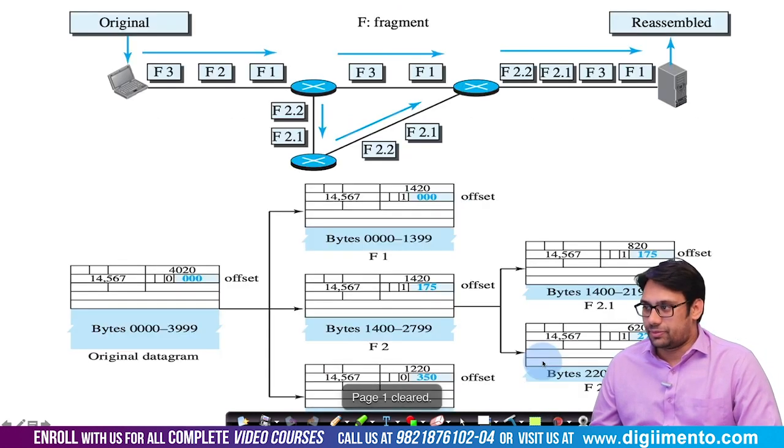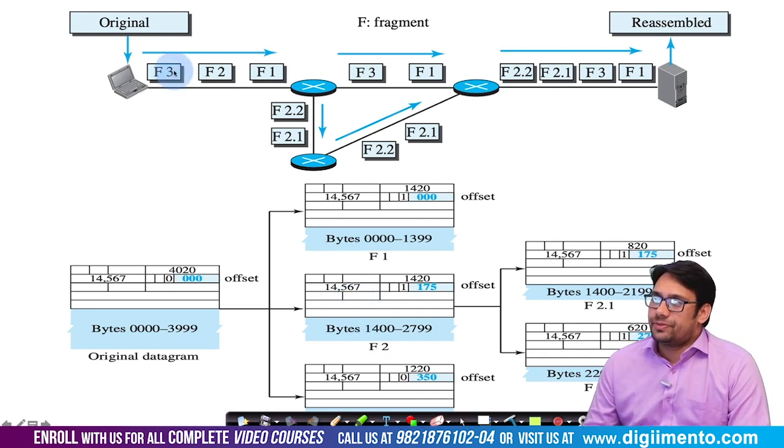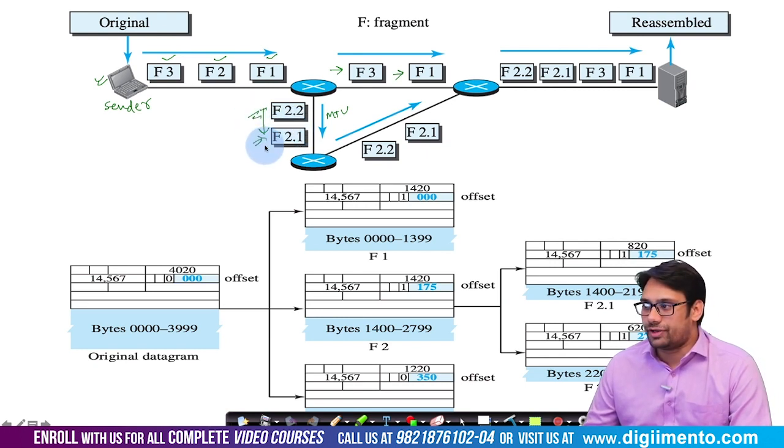Now, what does this mean? Assuming this is the entire diagram that we have already seen in the previous videos. This is your sender, and this sender sent some packets. These are the frames, or you can say fragments: fragment number 1, fragment number 2, fragment number 3. Fragment number 1 is following this path, and fragment number 3 is following this path, but fragment number 2 is following this path. Because the MTU of this path is smaller, fragment number 2 is further fragmented into 2 more fragments.